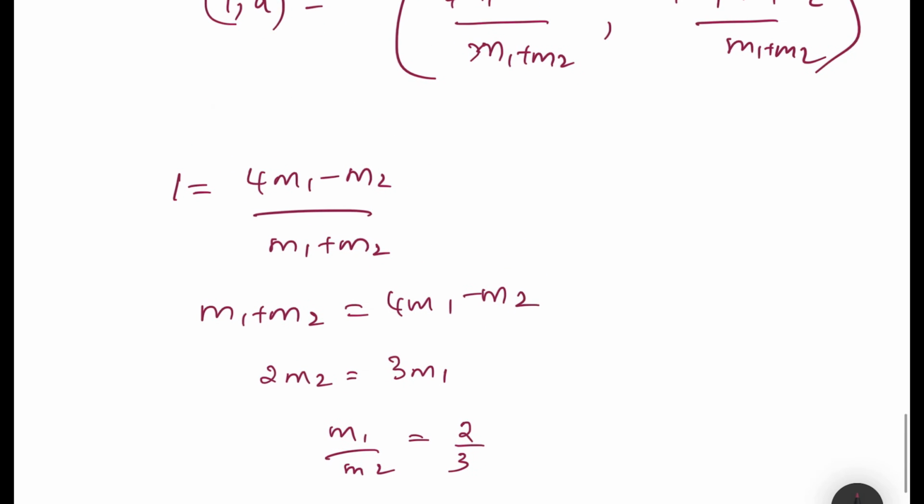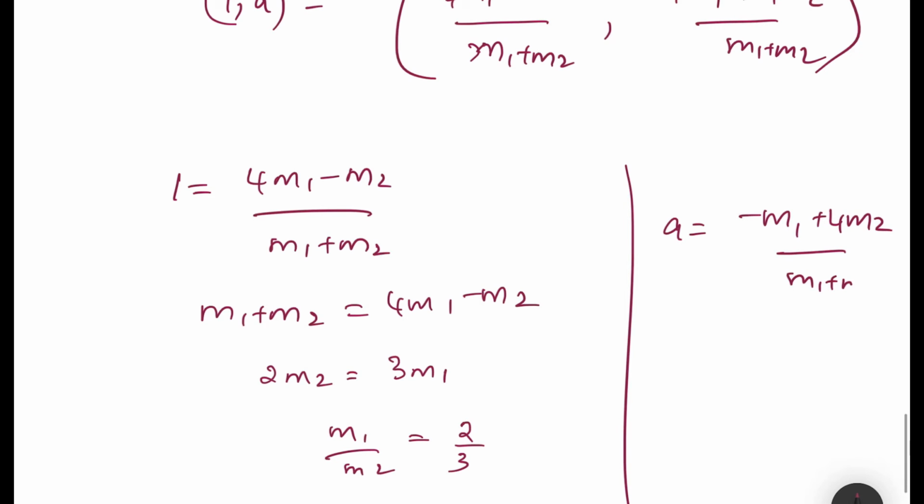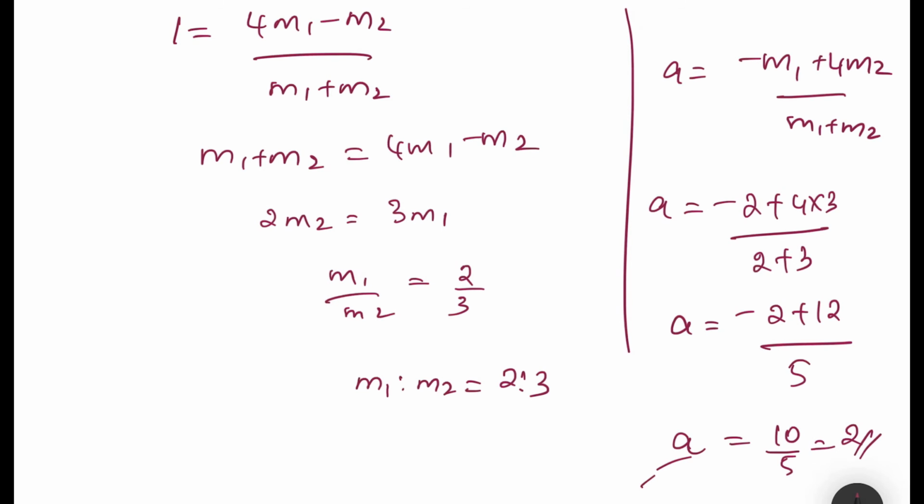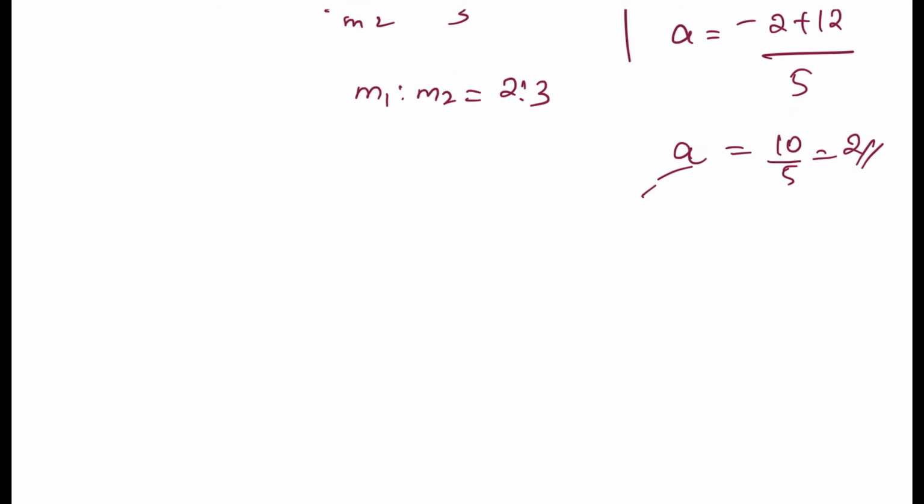Now we need to find the value of a. How will you find out? a is equal to minus 1 m1 plus 4 m2 by m1 plus m2. Just substitute the values. a is equal to minus 2 plus 4 into 3 by 2 plus 3. So a is equal to minus 2 plus 12 by 5. 10 by 5 will give you 2. So the value of a is equal to 2. Hope it's clear, children. This is how you find the values using the section formula. Now coming to the next question.